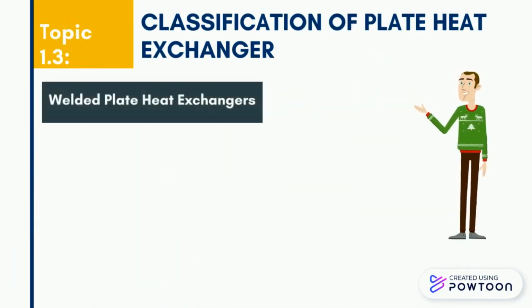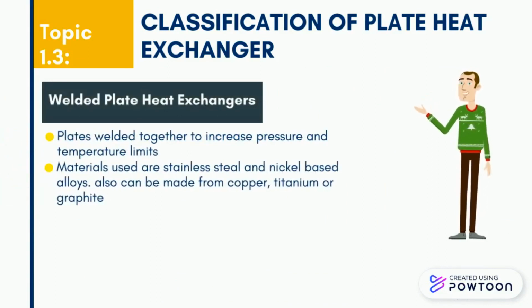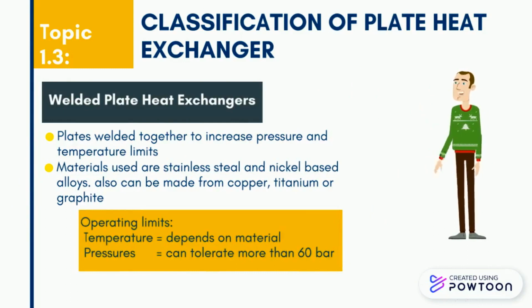Welded plate heat exchangers. Plates welded together to increase pressure and temperature limits. Material used are stainless steel and nickel-based alloy. Also can be made from copper, titanium or graphite. Operating limits. Temperature depends on the material. Pressure can tolerate more than 60 bar.